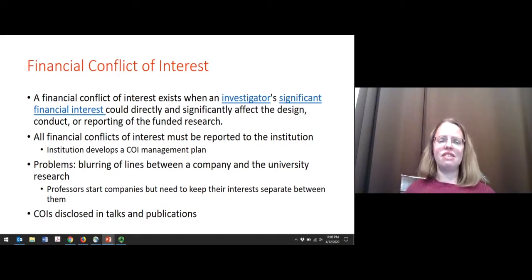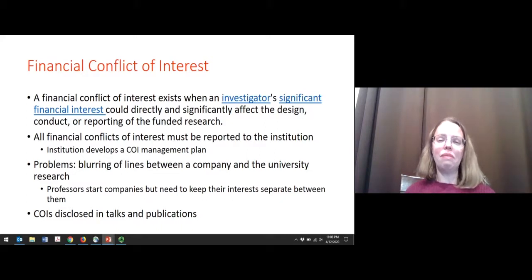That's when an investigator has a significant financial interest that could directly or significantly affect the design, conduct, or reporting of the funded research. So the way this is managed, even though NIH and maybe NSF or other agencies care about this, they kind of let the institution manage it. So all financial conflicts of interest must be reported to the institution. I have to fill out a form every year about my conflicts of interest and any place I get paid from, any other sources of income, that kind of thing. And then if the institution deems that I have an actual conflict of interest in something I'm doing, they come up with some sort of management plan to make sure that it's not going to affect my work.